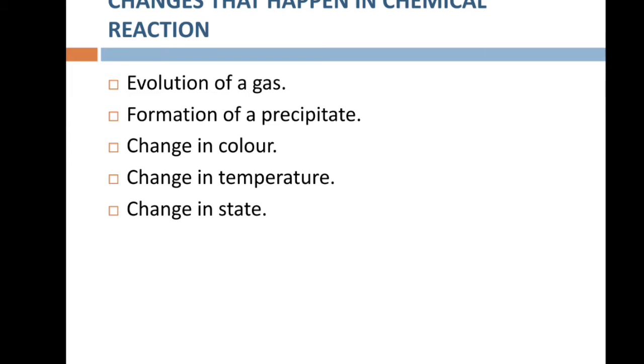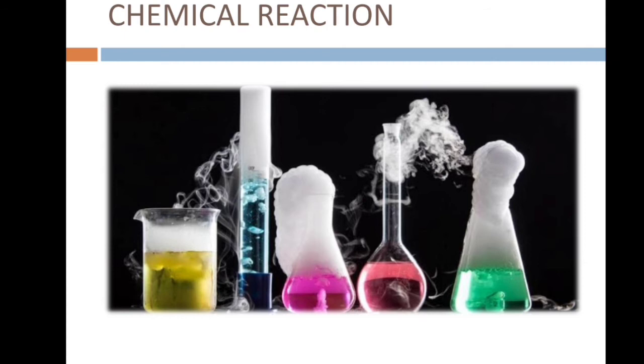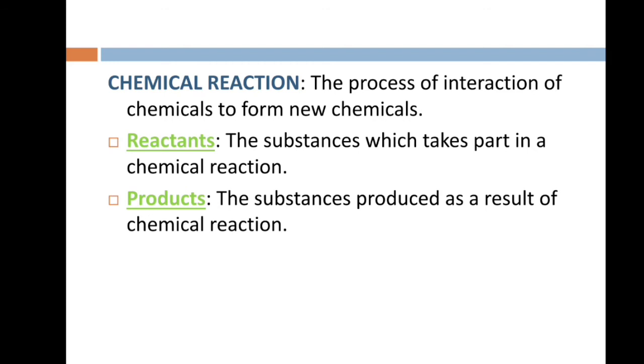Now let us know what exactly a chemical reaction is. A chemical reaction is the process of interaction of chemicals to form new chemicals, meaning new substances with new properties are formed. In a chemical reaction there are two parts. The substances which take part in the reaction are known as the reactants, and the substances that are produced as a result of the reaction are known as the products.